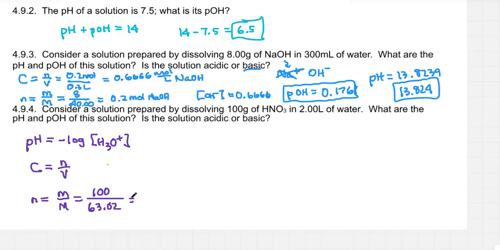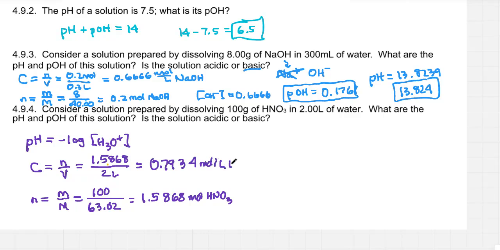100 divided by 63.02 is 1.5868 moles of HNO3. Concentration is the number of moles we just found, 1.5868, divided by 2 liters, gives 0.7934 moles per liter HNO3.